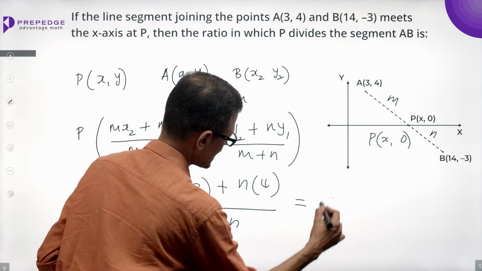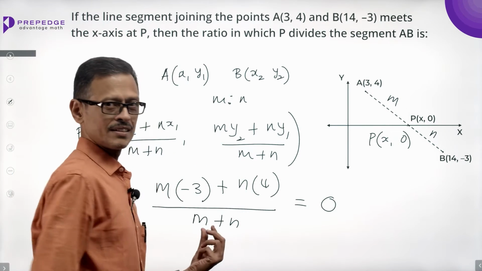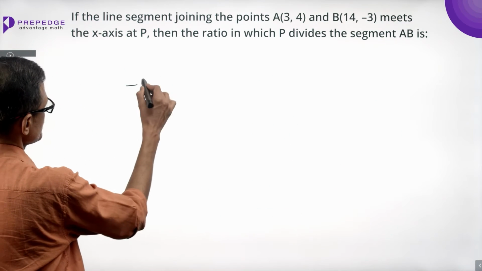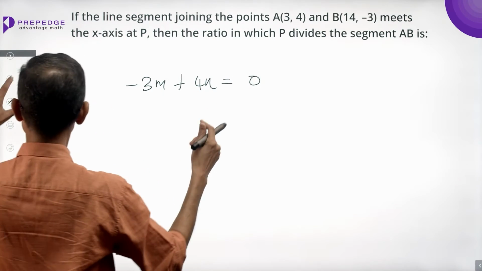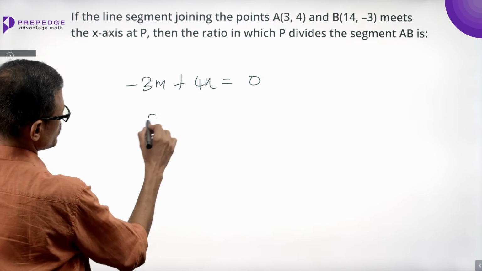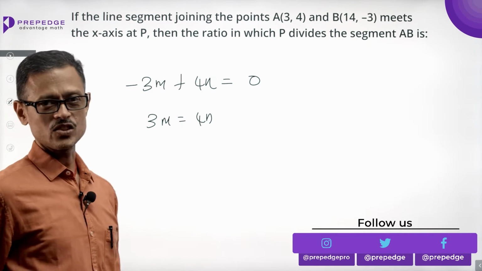We know this y coordinate is equal to 0. Cross multiply: m plus n into 0 will be 0. So what we have is -3m plus 4n is equal to 0. This translates to 3m is equal to 4n, taking it to the other side and rewriting it this way.